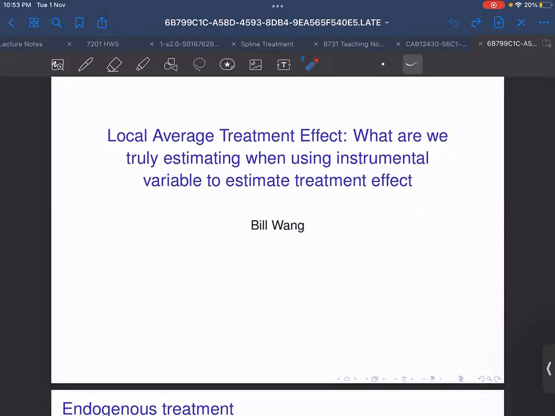Before I move into the second slide, I would like to briefly tell you that, in short, a local average treatment effect tells you the treatment effect on a very particular subpopulation. That subpopulation is those whose treatment status actually changes when their instrumental variable value changes.